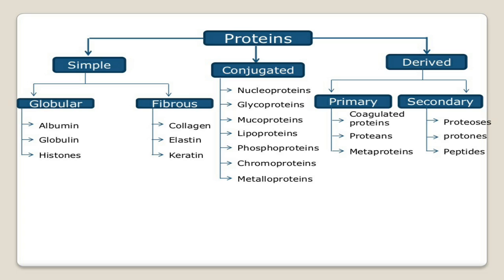Proteins: simple, conjugated and derived. Simple proteins are globular and fibrous. Globular: albumin, globulin and histones. Fibrous: collagen, elastin and keratin. Conjugated proteins: nucleoproteins, glycoproteins, mucoproteins, lipoproteins, phosphoproteins, chromoproteins, and metalloproteins. Derived proteins, primary and secondary: coagulated proteins, proteans and metaproteins. Secondary: proteoses, peptones and peptides.